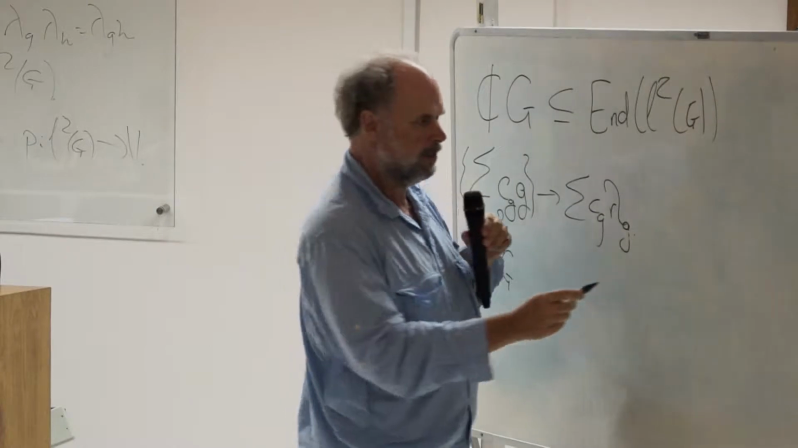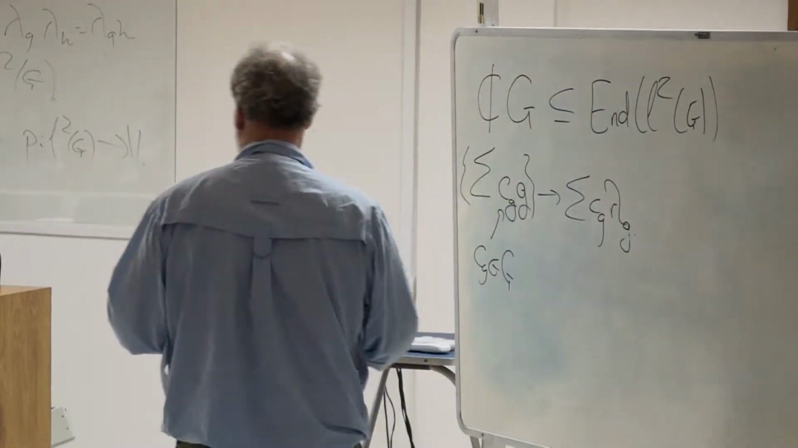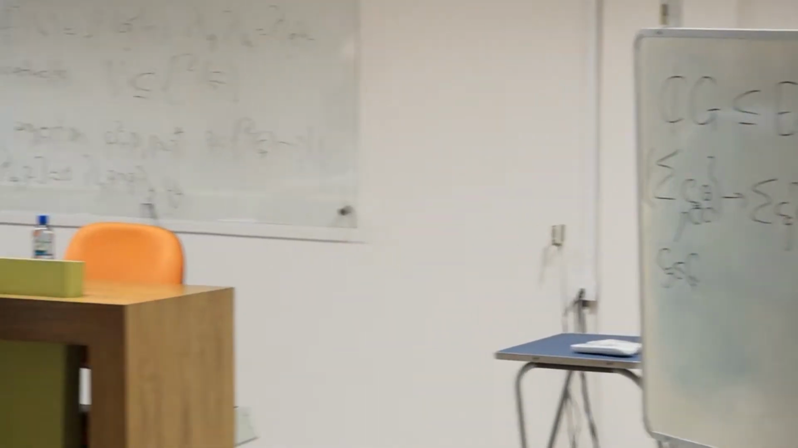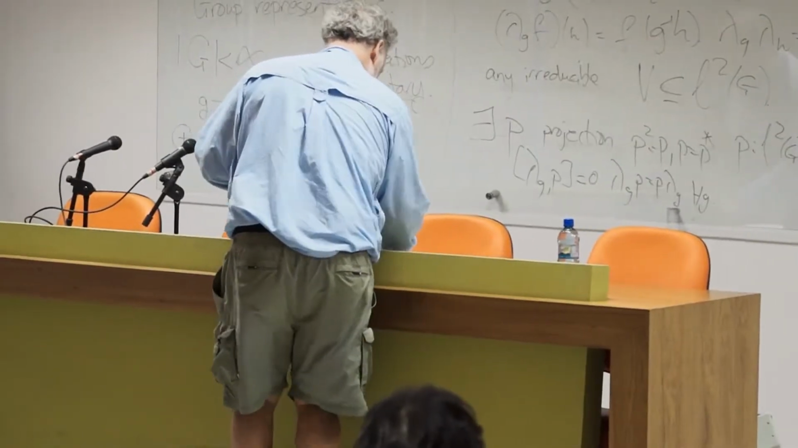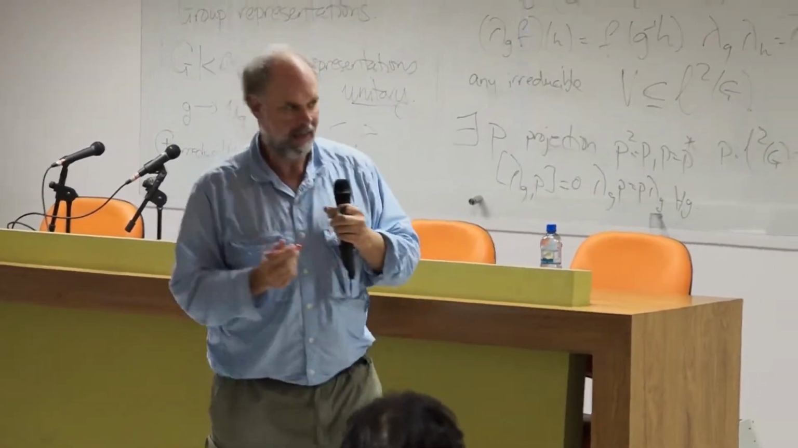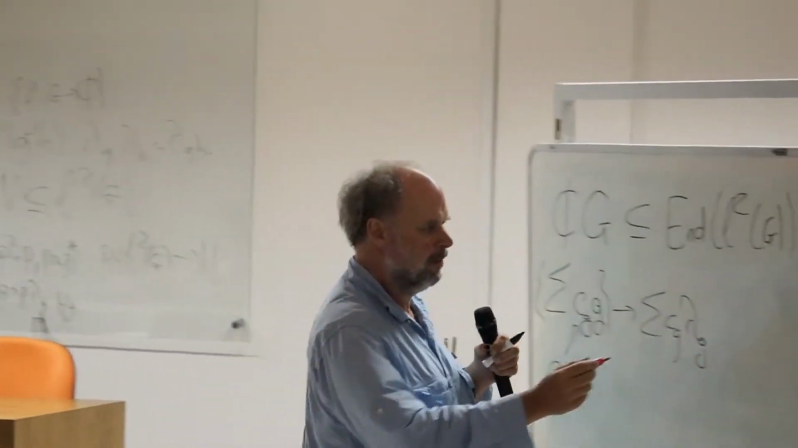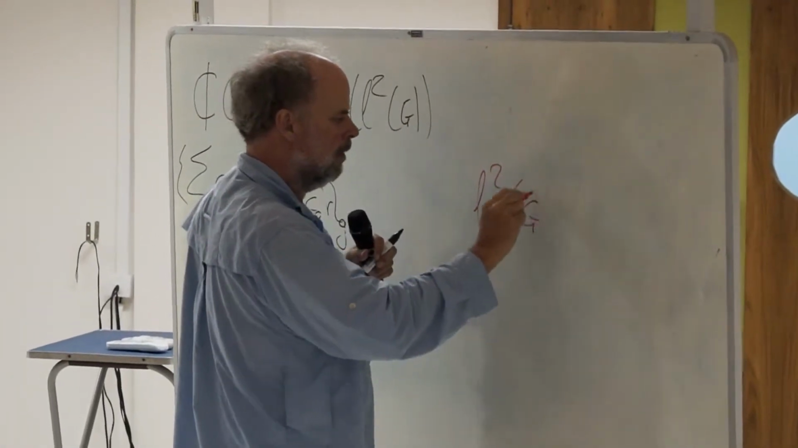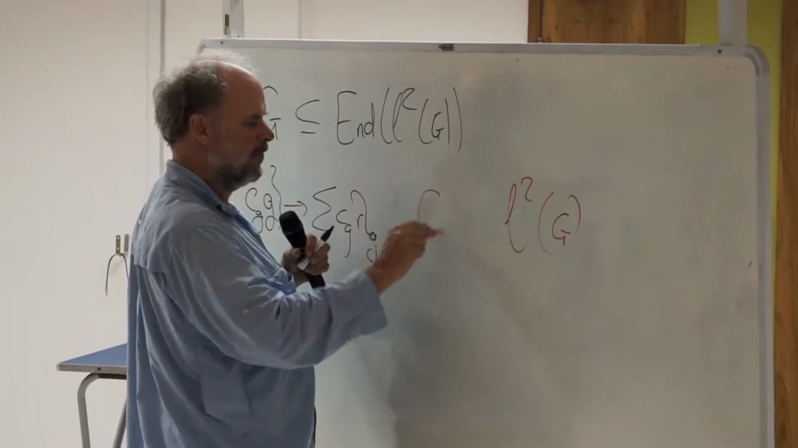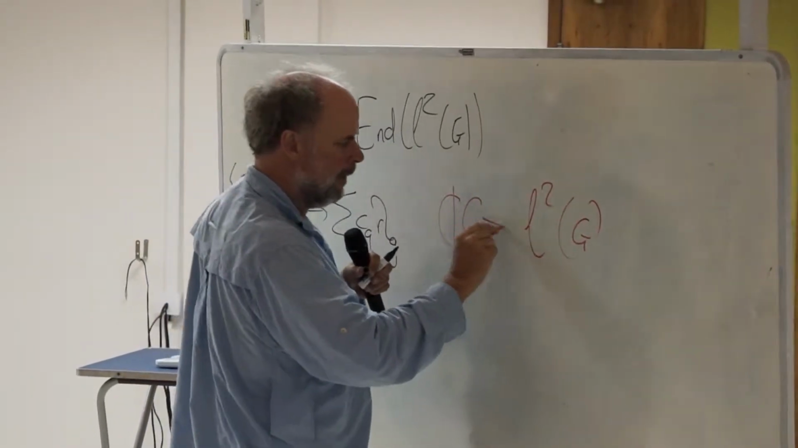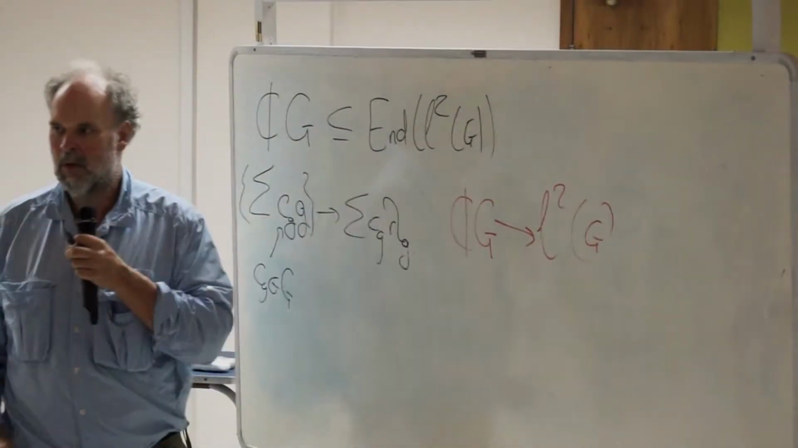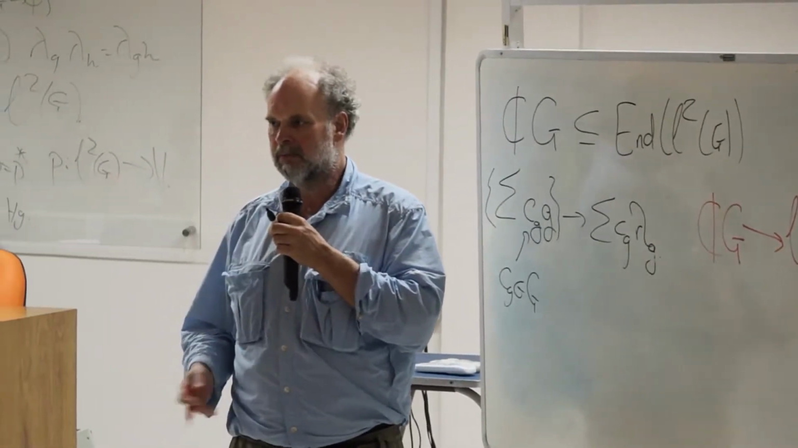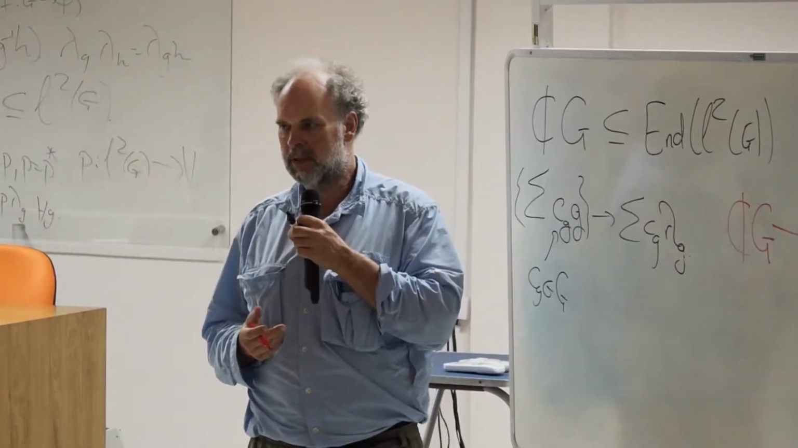So we have the situation which I want to make stick out so that you keep it in mind throughout the talk. We have little L2 of G, and on the left, we have C of G, acting on the left, okay? Just by linear extension of the left regular representation.